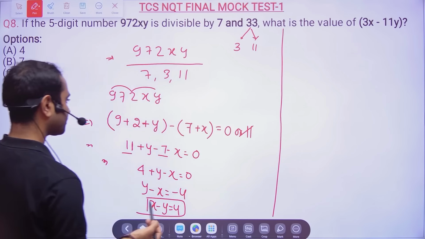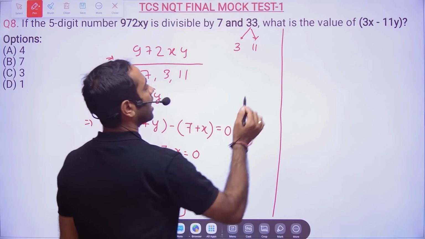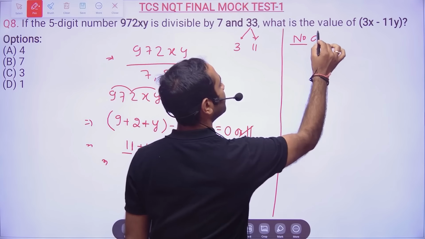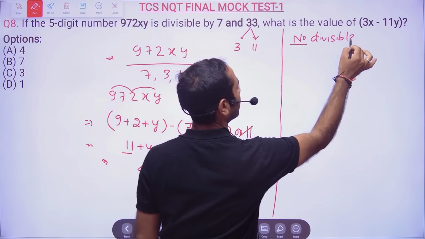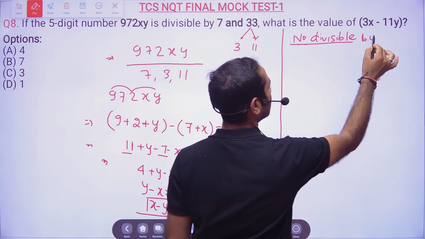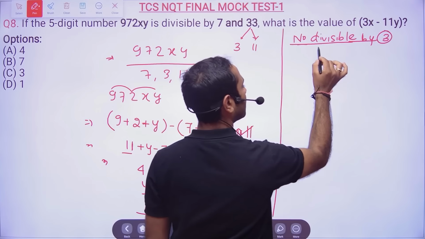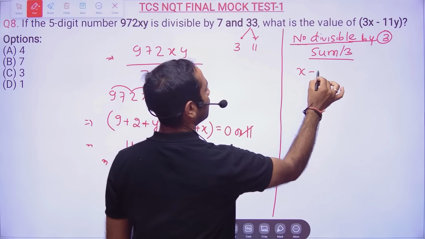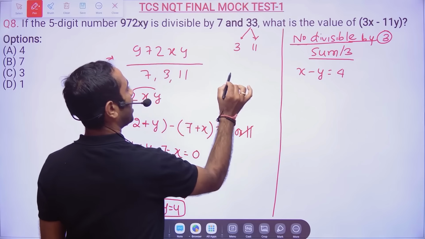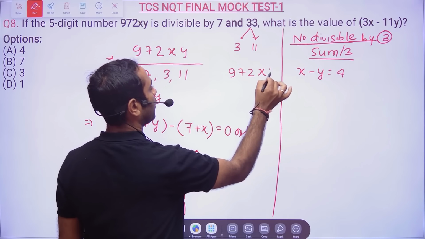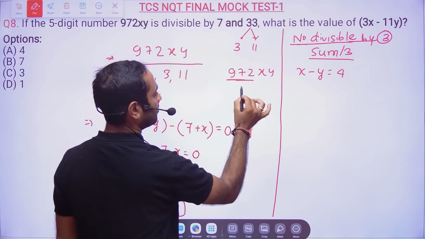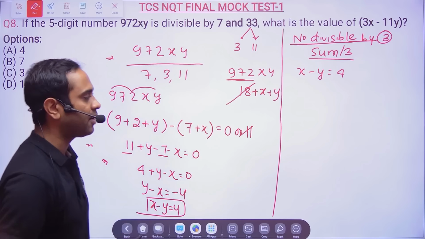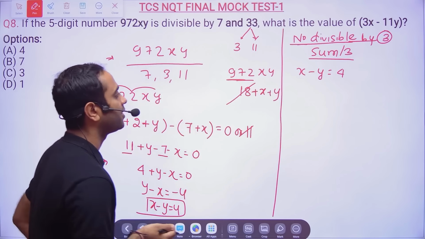Now we have the condition for the number divisible by 11, but the condition for divisibility by 3 we also have to get. If a number is divisible by 3, then the sum should be divisible by 3. So x minus y is equal to 4. In 972xy, 9 plus 7 is 16, 16 plus 2 is 18, 18 plus x plus y should be divisible by 3. Anyway, 18 is divisible by 3, so I only have to look that x plus y should be divisible by 3.